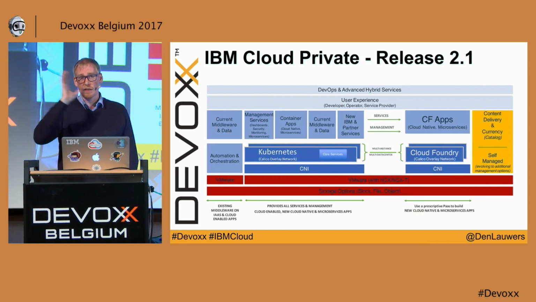So this is the release. This is everything that you get with the new release. Here you see also the Cloud Foundry. You see the Kubernetes part, and we can bind everything together in one single catalog.